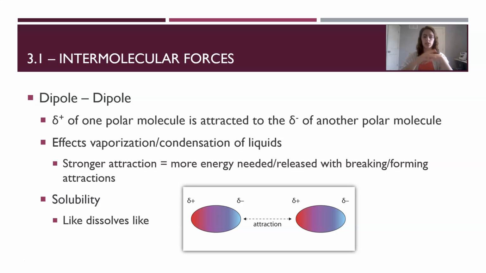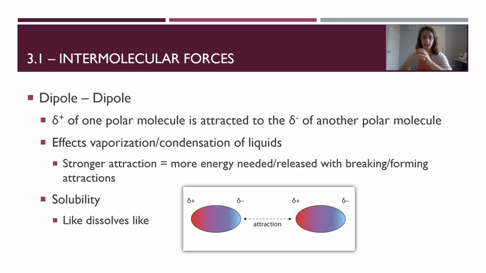This affects vaporization and condensation of liquids, so going back and forth between liquid and gas. So this is often looked at in terms of vapor pressure. If you have a stronger attraction, you need more energy to release or break those attractions. And so you're going to have a lower vapor pressure because there's going to be less molecules hitting the surface of the liquid.